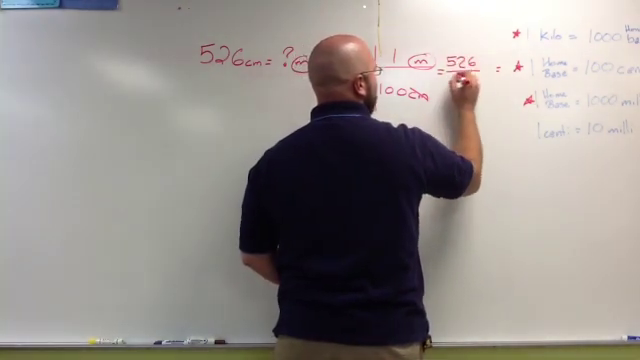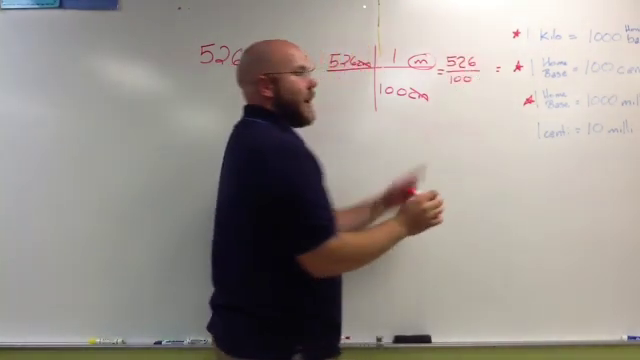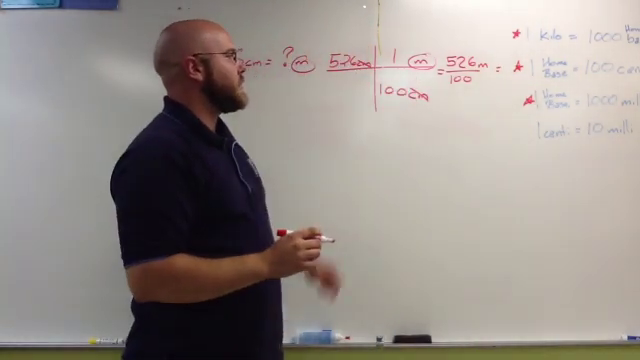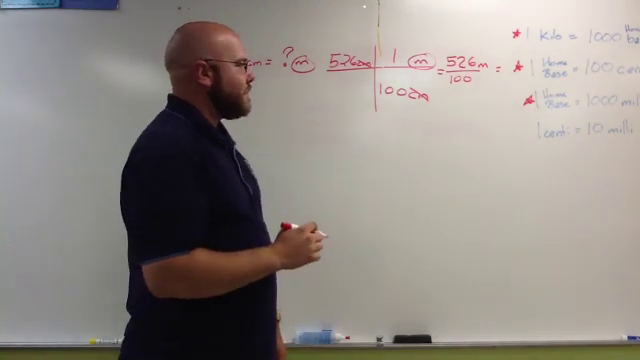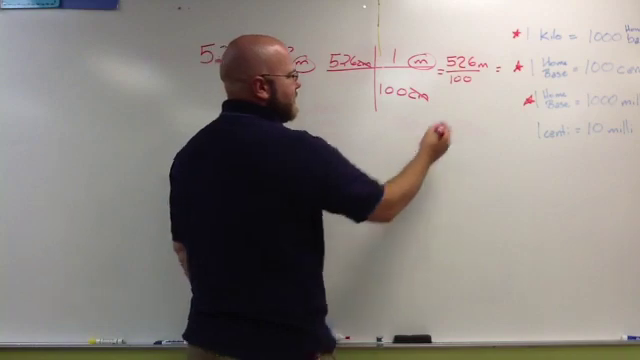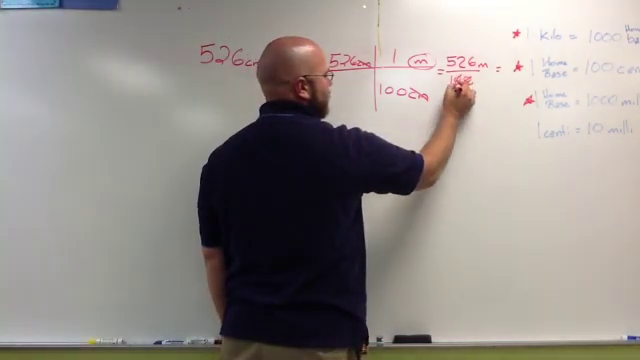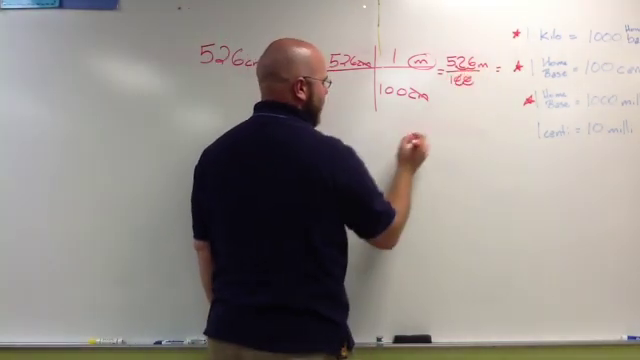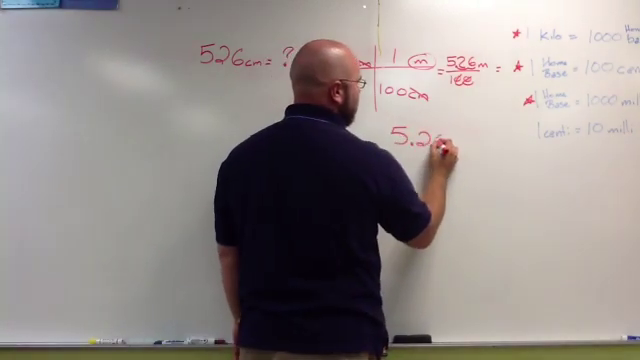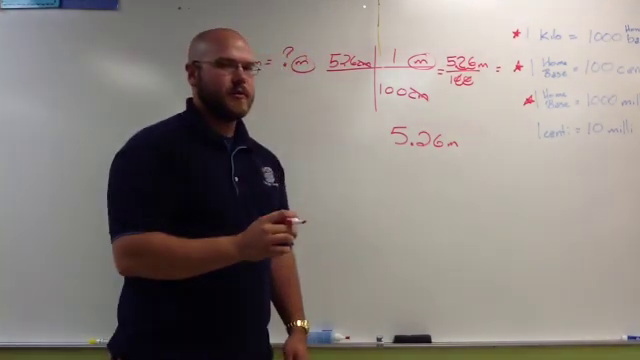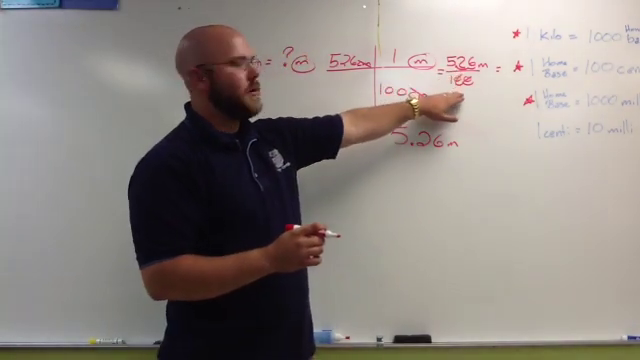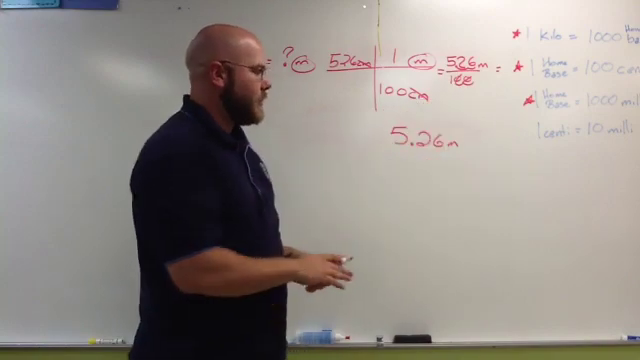So I go 526 divided by 100, and I've got to remember my units. So I can either do that longhand, or since I've got zeros, I can cross these out and move the decimal place over, and I've got 5.26 meters. Okay, so I've got 5.26 meters, or 526 divided by 100 is going to give me 5.26.